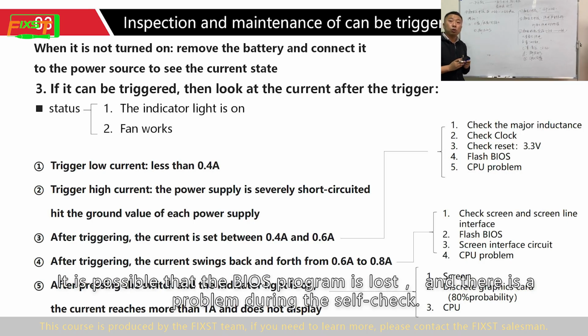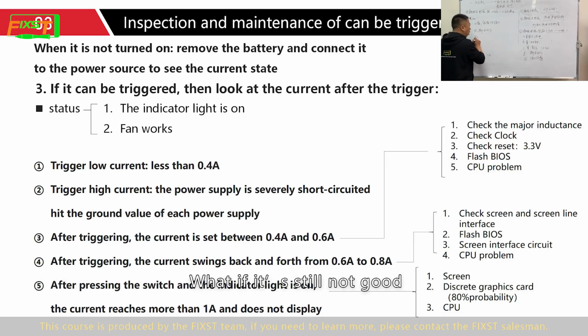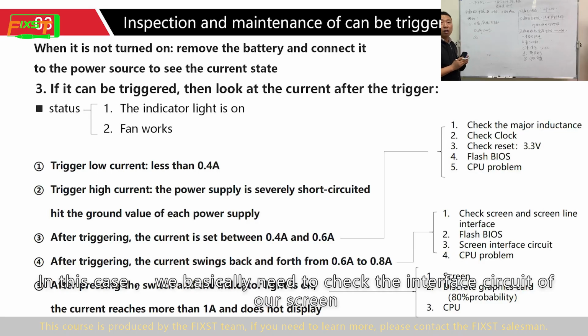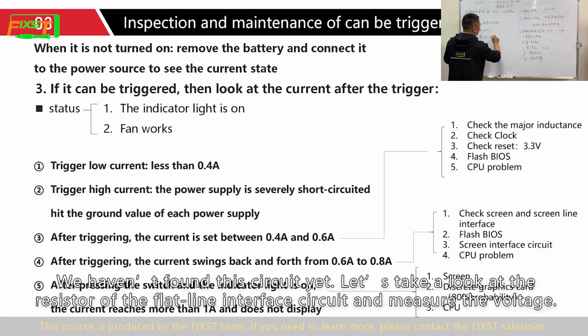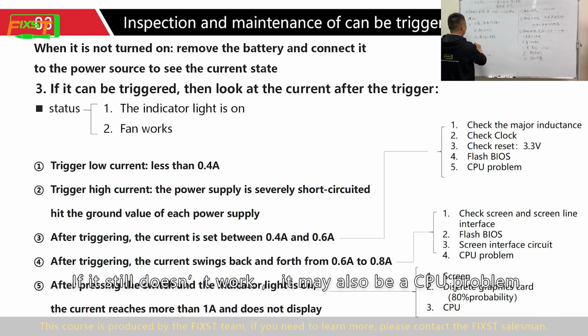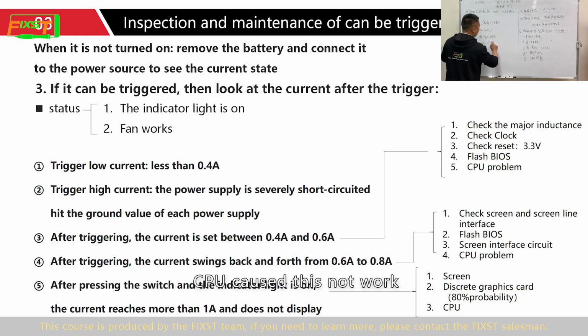It is possible that the BIOS program is lost and there is a problem during the self-check. What if it's still not good? In this case, we basically need to check the interface circuit of our screen. We haven't found this circuit yet. Let's take a look at the resistor of the flat line interface circuit and measure the voltage. If it still doesn't work, it may also be a CPU problem. The CPU cores do not work.